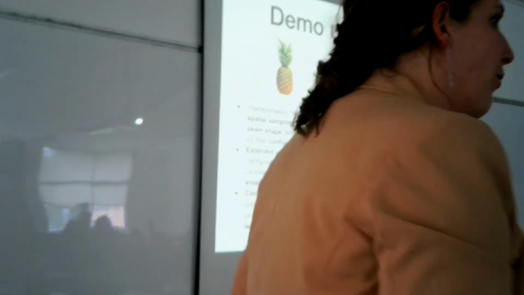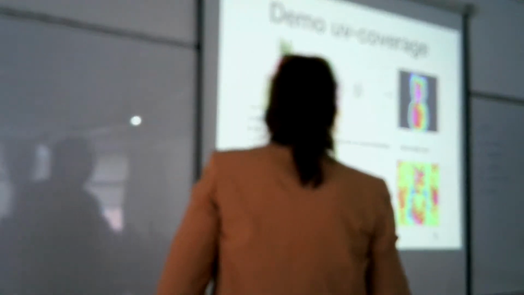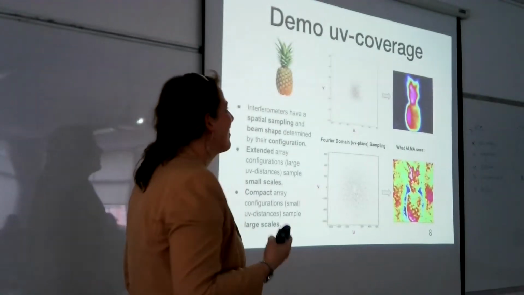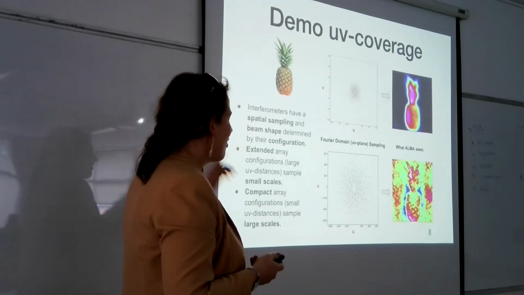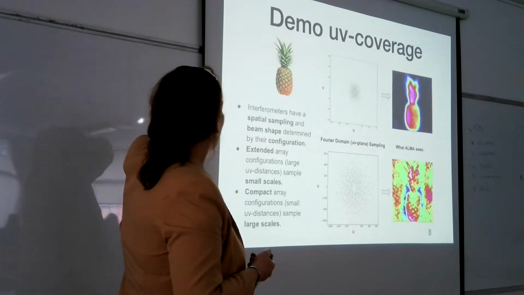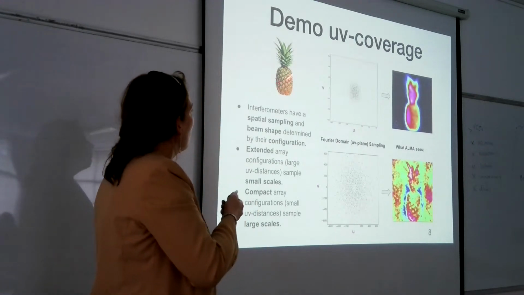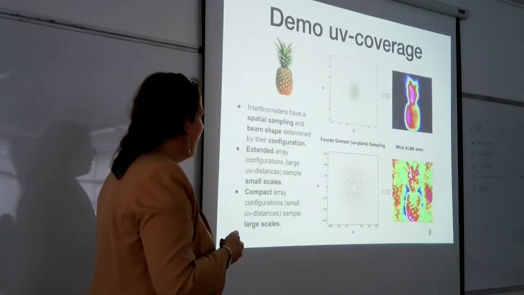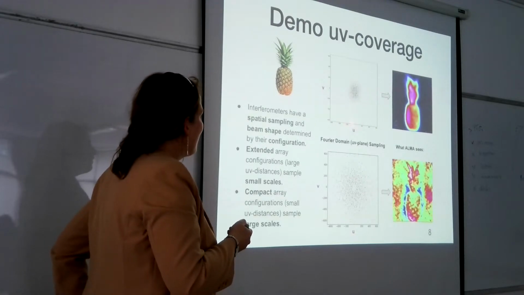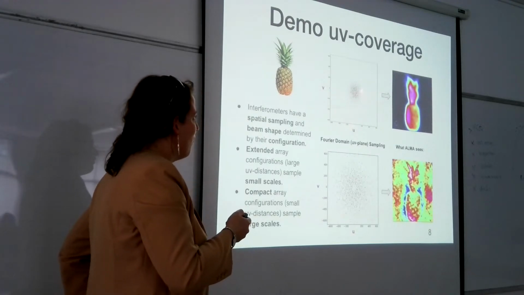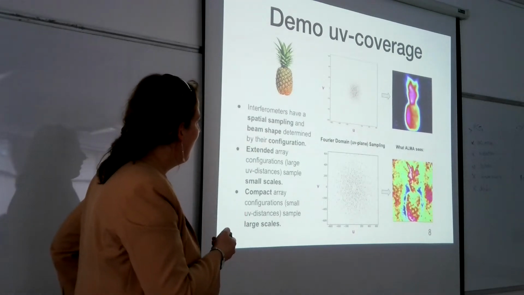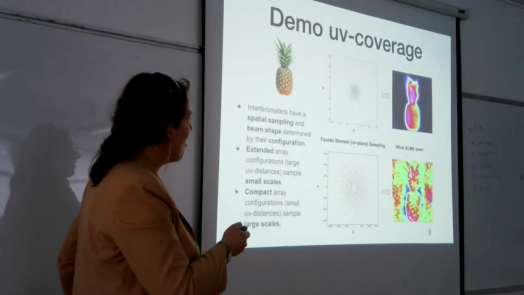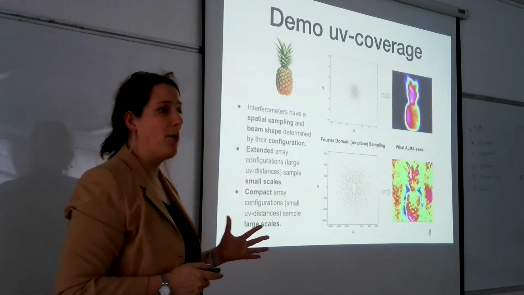Another example of UV coverage, because again, this is one of the most crucial things to understand about interferometry, and it's not very intuitive. This is again an example from Lowell Winters that I really like. So say that you observe a pineapple with ALMA. And if you do that with short baselines, you essentially get the main shape of the pineapple, right?